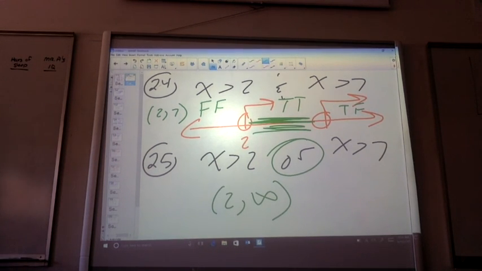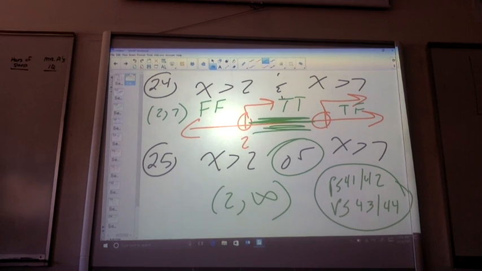So for this evening, I want you to make sure that pages 41 and 42 are complete. Notice I picked a whole bunch of test points. And then I'd like you to continue with 43 and 44. I will mark those both off together tomorrow. Okay? We good? Yeah. All right.